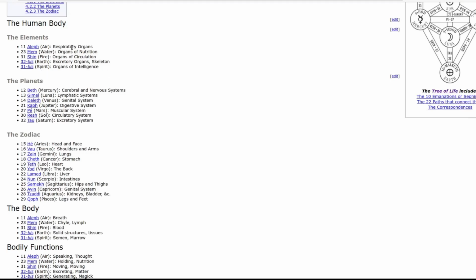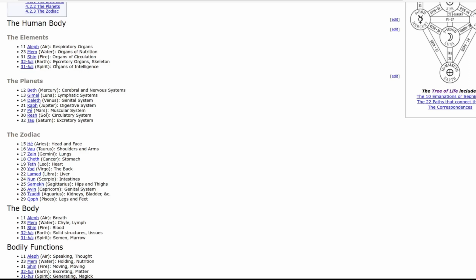Firstly, the air element. If you study Hermetics or old school Western alchemy, Western magic, etc., this is what you want to look at. The air relates to the respiratory organs. The water relates to the organs of nutrition. What exactly does that mean? Well, I don't know. Usually we say the water relates to the bladder and the kidneys and such, so who knows.